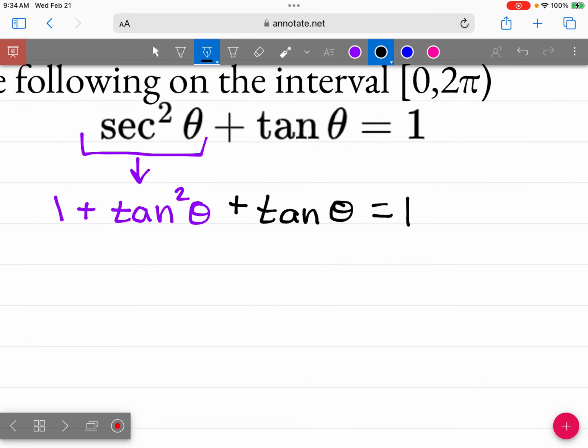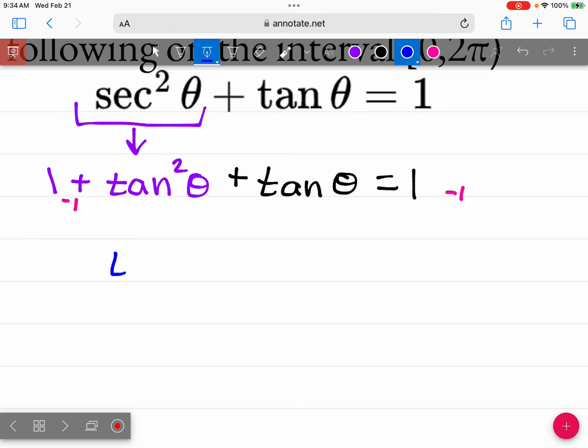So then what should we do? If we're going to want to try and factor, what should we have it equal? 0. So what are we going to do next? Subtract 1. So I'm going to minus 1 from this side, and I'm going to minus 1 from this side. So it's going to give me tangent squared theta plus tangent of theta equals 0. I'm going to fix that because that looks weird. There we go.